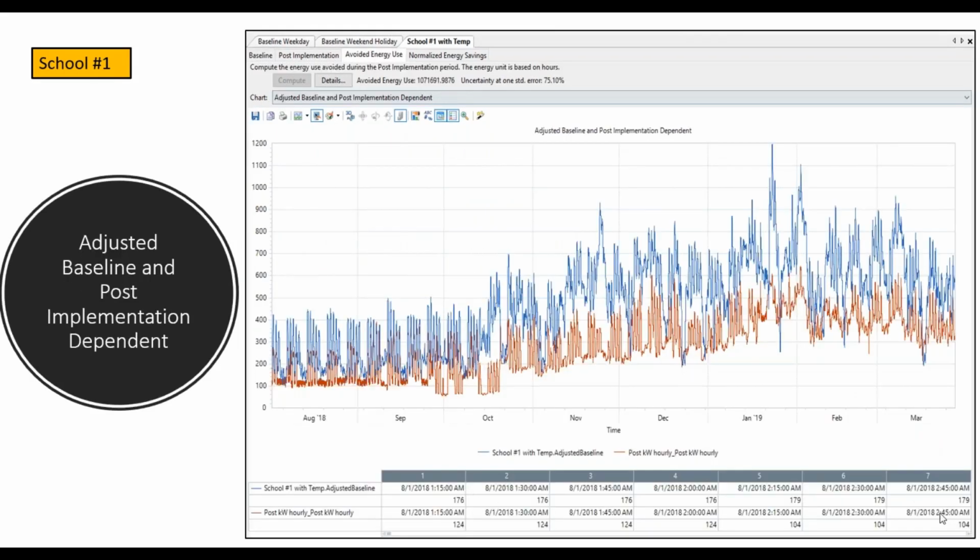So this is the savings plot for that school. We had 9 months of post data here. The red is the actual post usage, and the blue is the adjusted baseline. This is the baseline model that we developed in the previous slide applied to the actual weather data in the post installation period. Major savings here, because this was a fuel switching project. They ripped out all the electric heating and put in gas. So there's a really clear, obvious delta.